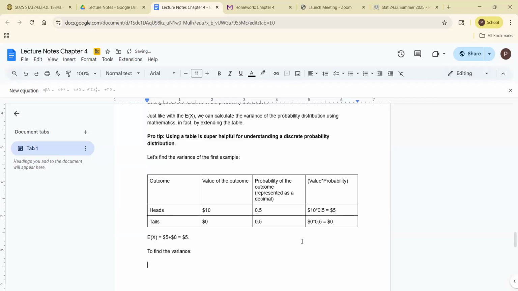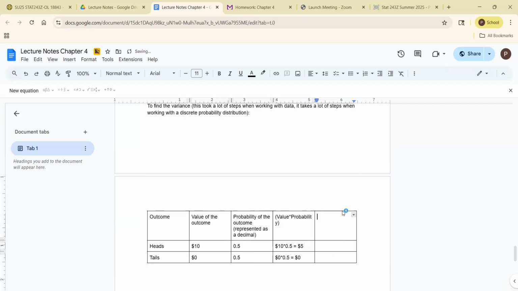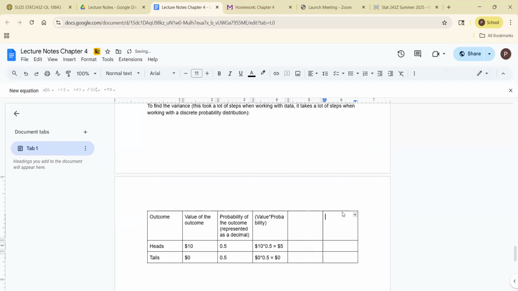To find the variance, if you think back to the previous video, this took a lot of steps when working with data. It takes a lot of steps when working with a discrete probability distribution as well. But the steps are fairly straightforward. So I'm going to take this table and I'm going to expand it some more.